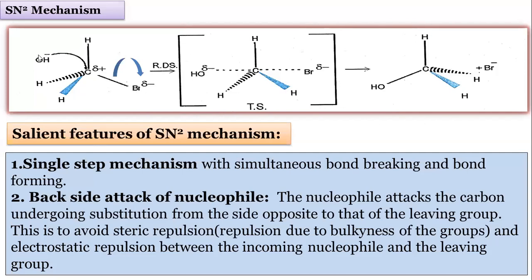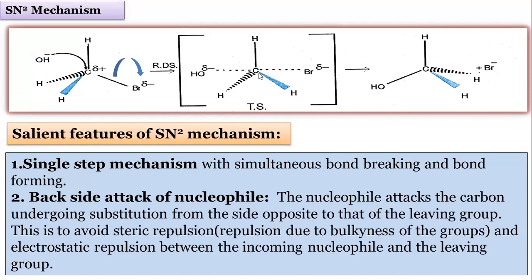Always this nucleophile attacks from the backside of the bromine, because if this OH minus attacked from this side, the Br is already negative and this nucleophile is also negative. The negative repulsion is also there. So the front side attack is not allowed, and always it attacks from the back side. It is very easy for the nucleophile to attack from the back side. So this is RDS. RDS means rate determining step.